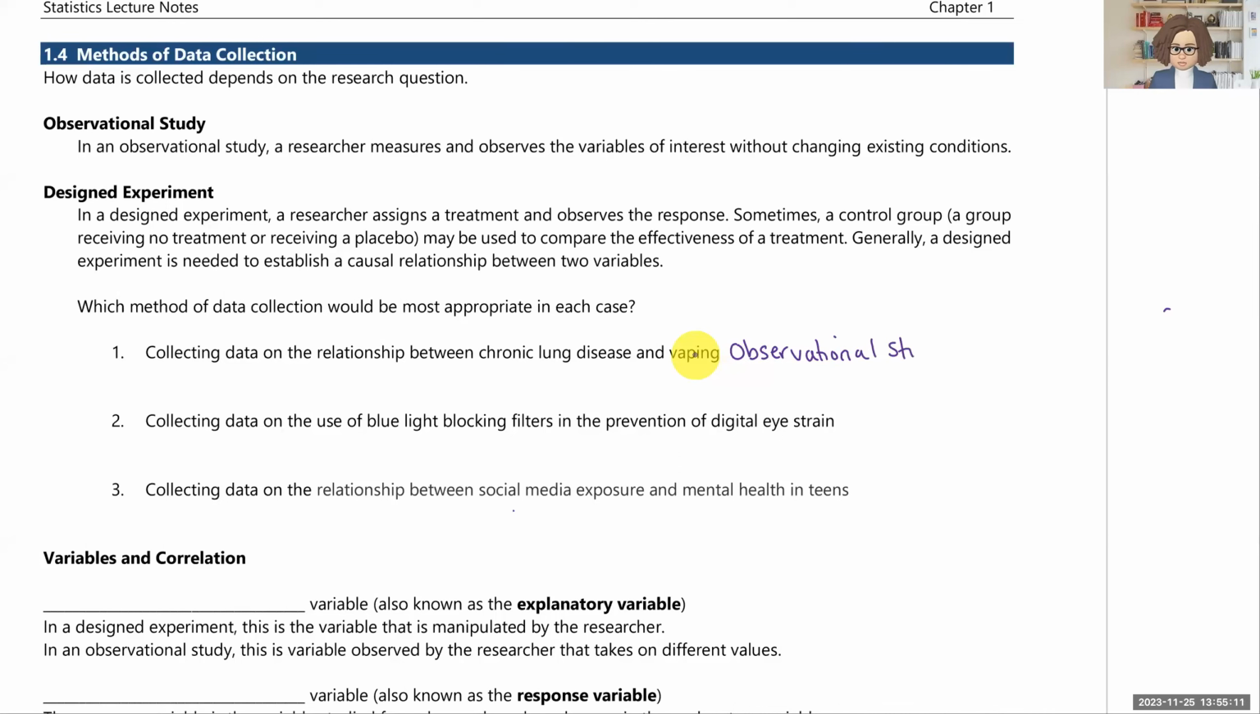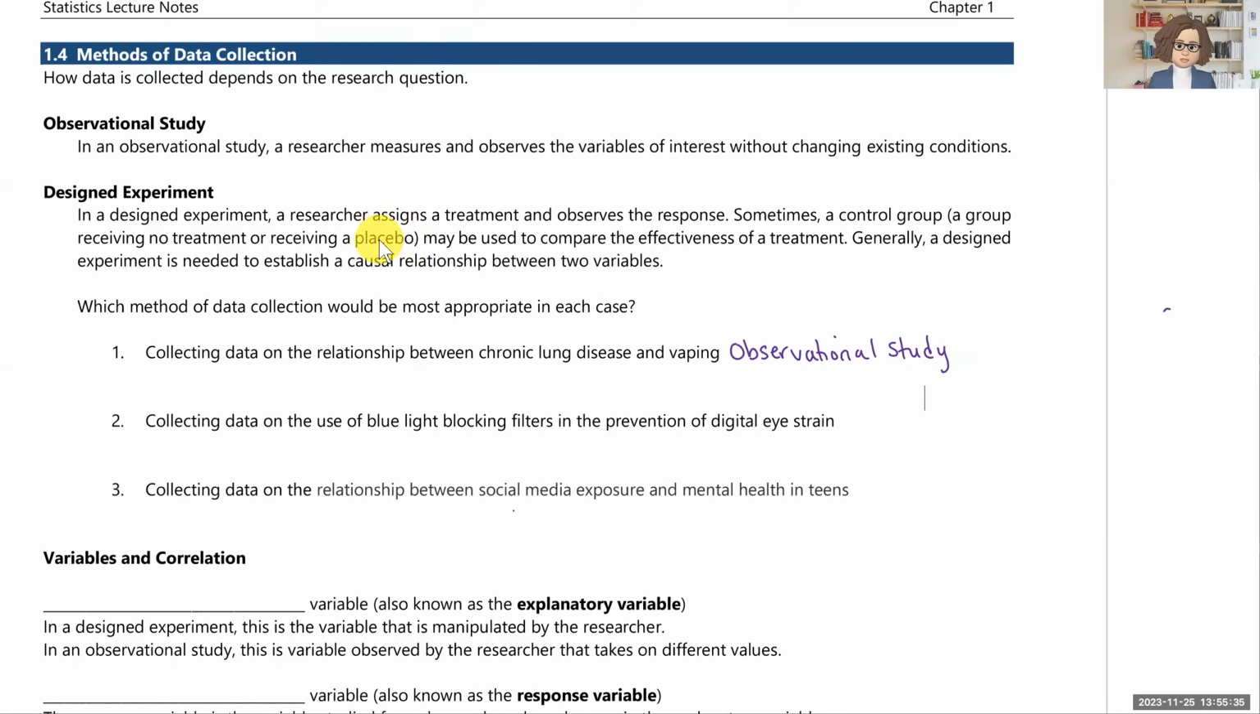And we'll see why what would not be appropriate would be to conduct a designed experiment. So let's look at designed experiment. In a designed experiment, a researcher assigns a treatment and observes the response. Sometimes we'll have a control group. This is a group receiving no treatment or receiving a placebo.